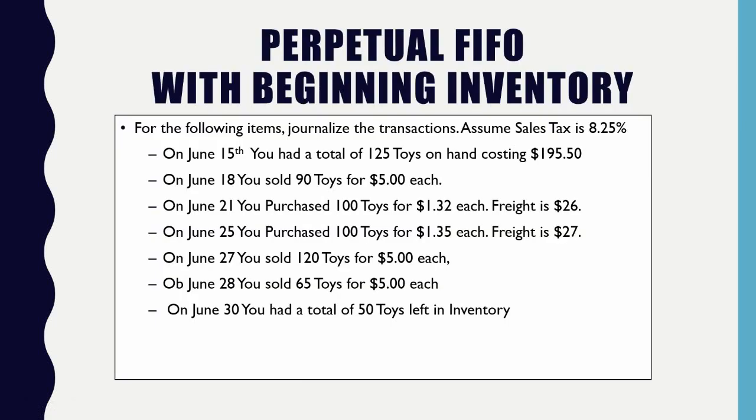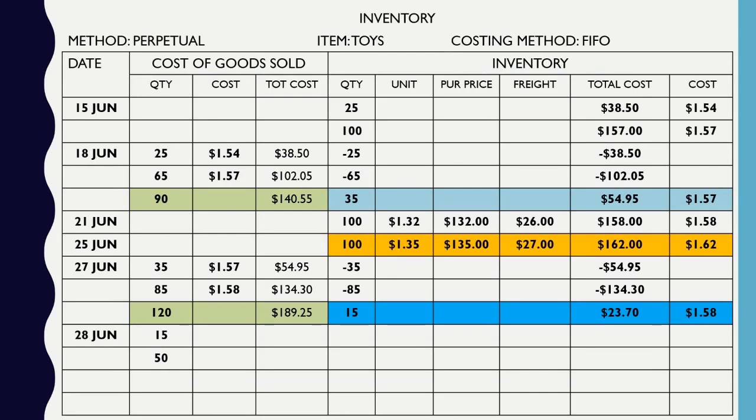Lastly, what happened on the 28th is you sold another 65 toys. And one thing that you should do is on April 30th, you should have a total of 50 toys remaining. So here, I'm going to go ahead and eliminate the 15 from the blue. And then I'm going to eliminate 50 items from my orange batch. All right? Fill in the calculation there.